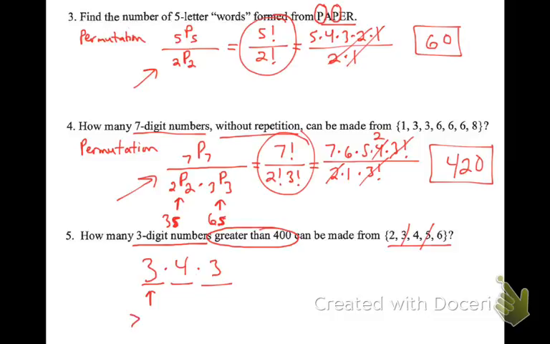So that 3 at the very beginning was because you have to be greater than 400. The remaining 2 slots are just whatever's left over. So the number of 3-digit numbers greater than 400 is going to be 3 times 4 times 3, 12 times 3, 36.